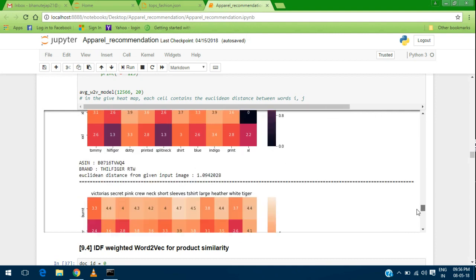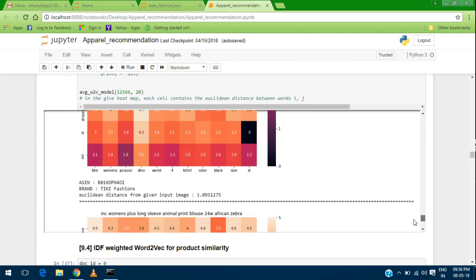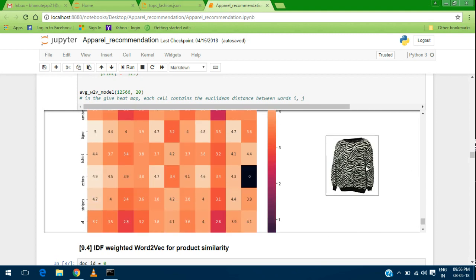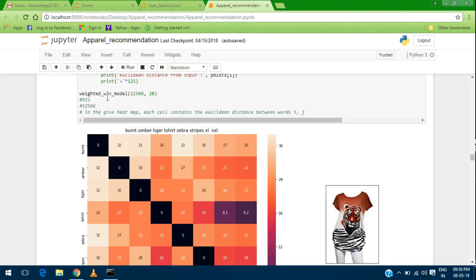Even here we have some irrelevant products, however. This product we never got before, and it would be ideal to recommend a stripes related product to a person who is searching for animal related t-shirts. So we have the IDF weighted Word2Vec model. Here we will be using Word2Vec and also the IDF values. For this we have the outputs for our query product as these.